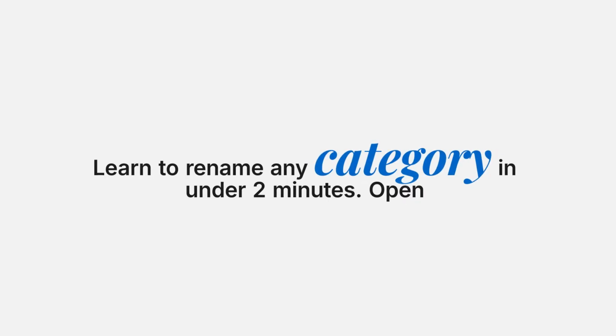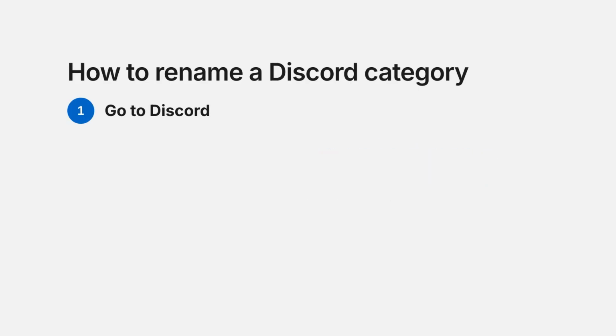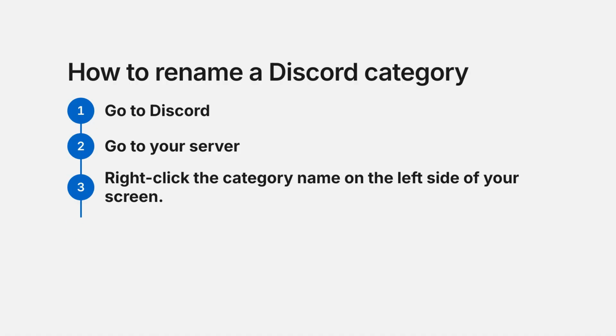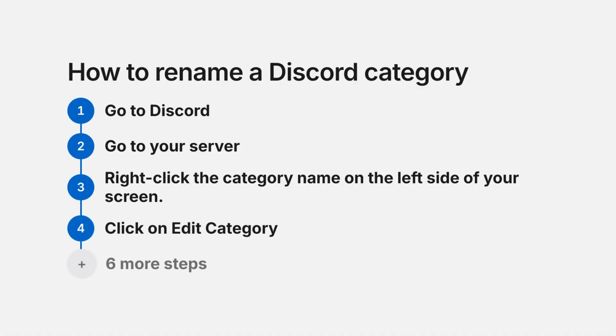Are you tired of being stuck with a misspelled Discord category and losing your place in the server? Learn to rename any category in under 2 minutes. Open Discord, go to your server, right-click the category, edit its name, save. Then repeat these steps to rename any category.